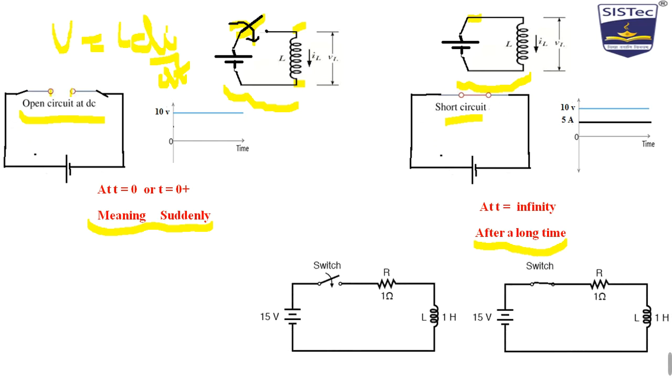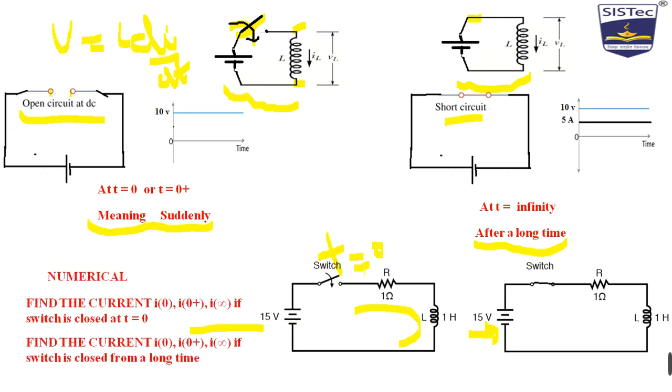Now look at this. This is the question for you all. You are all already brilliant guys, and obviously you will be answering me this question and that question. Suppose a 15 volt source is applied to this RL circuit, and I am closing this switch at t equal to 0. Then you can tell me these questions. Find the current I0, I0 plus, they both are the same, and I infinity, if the switch is closed at t equal to 0.